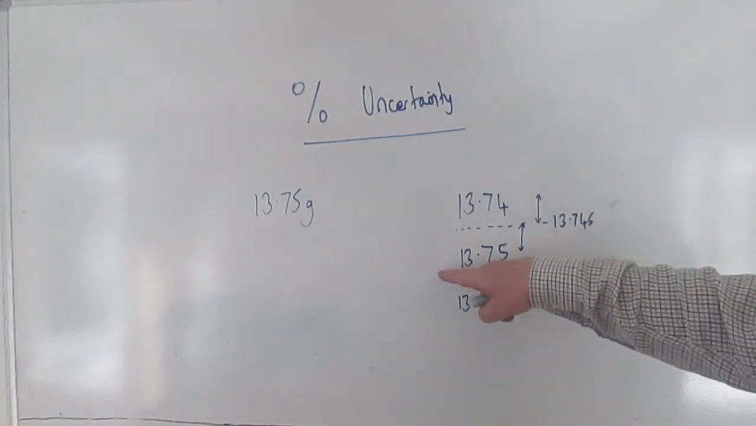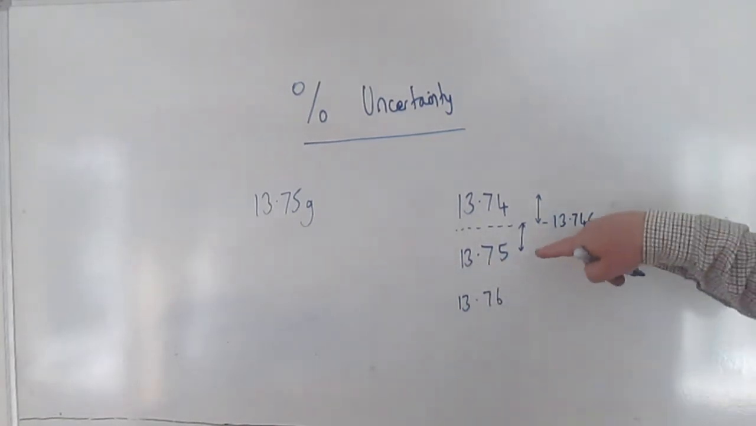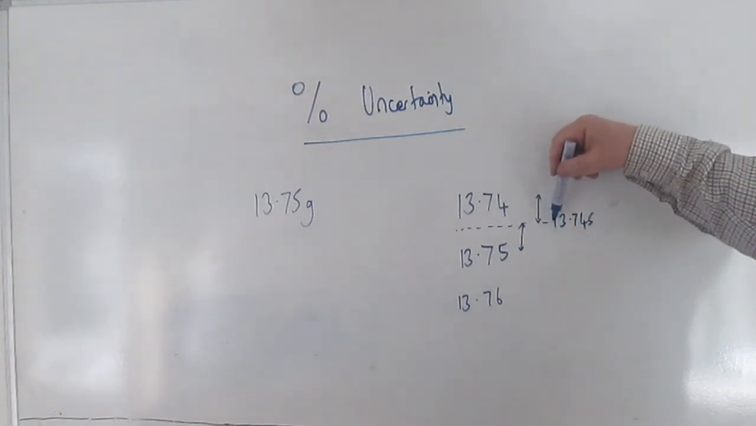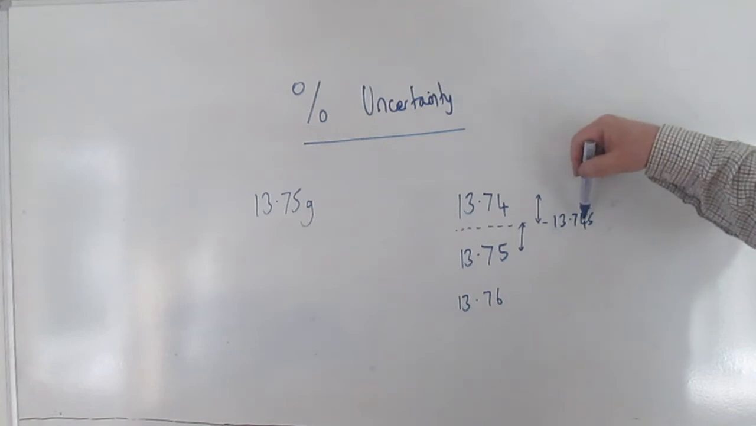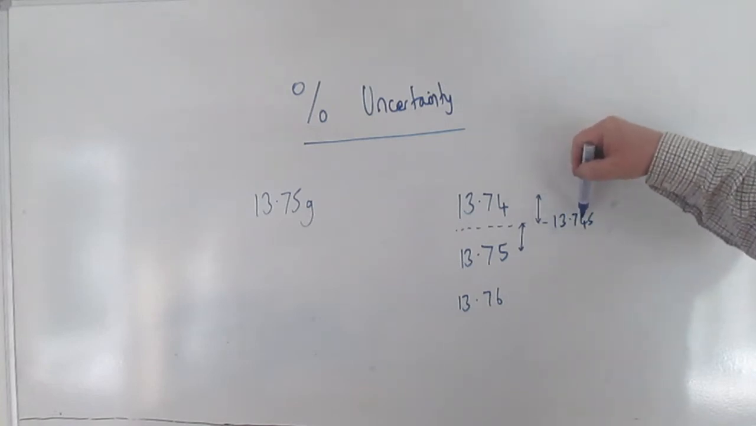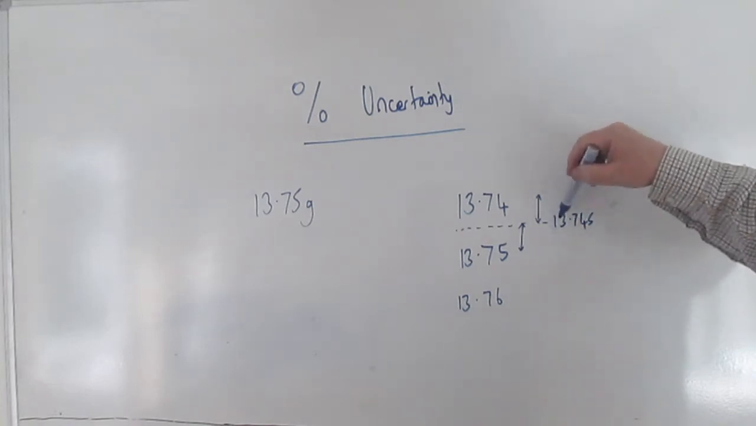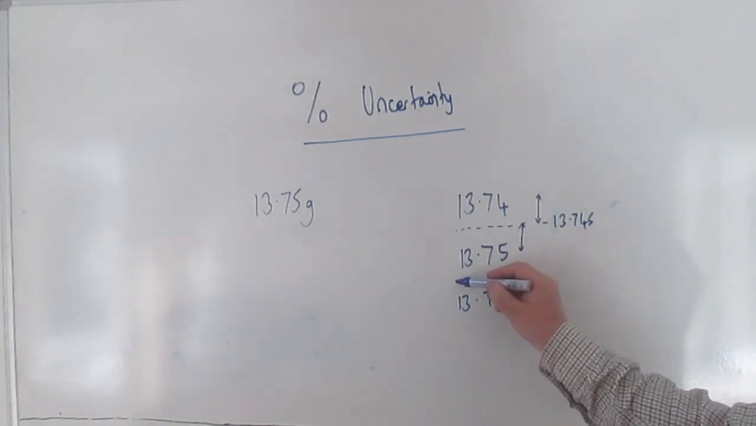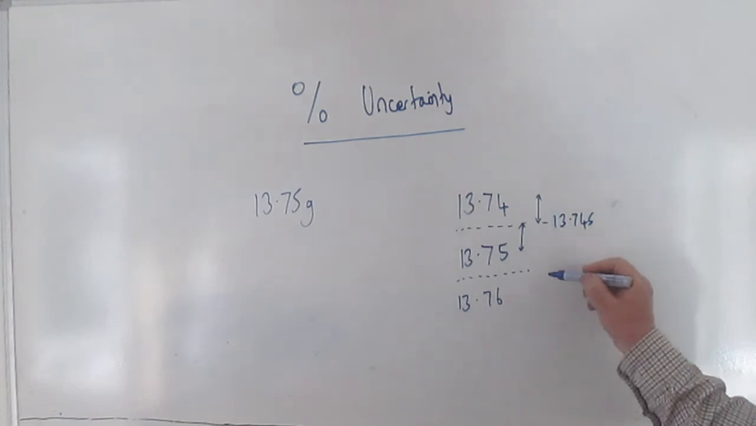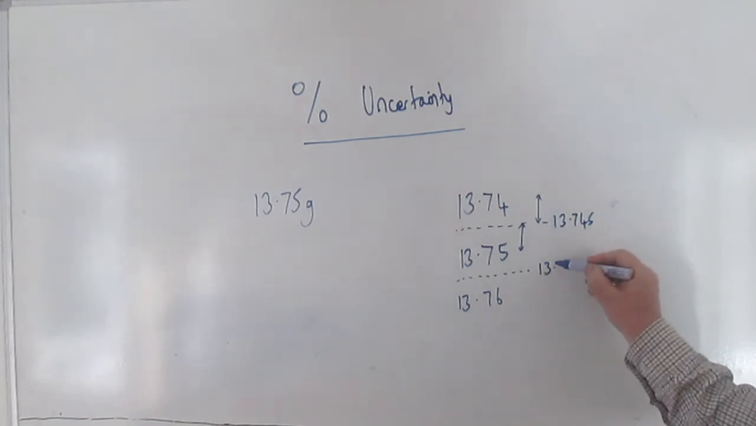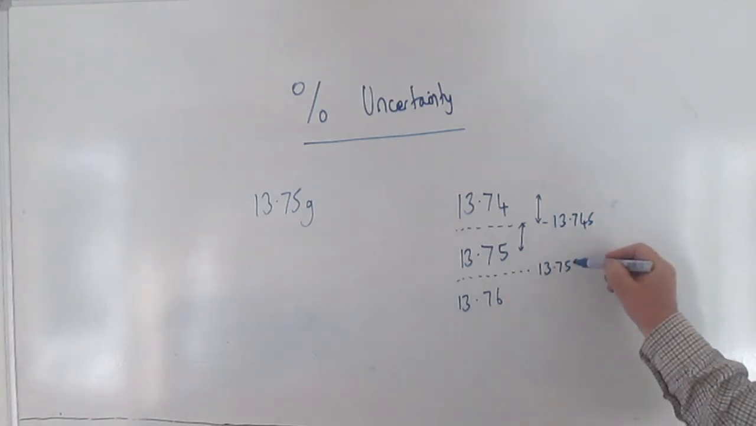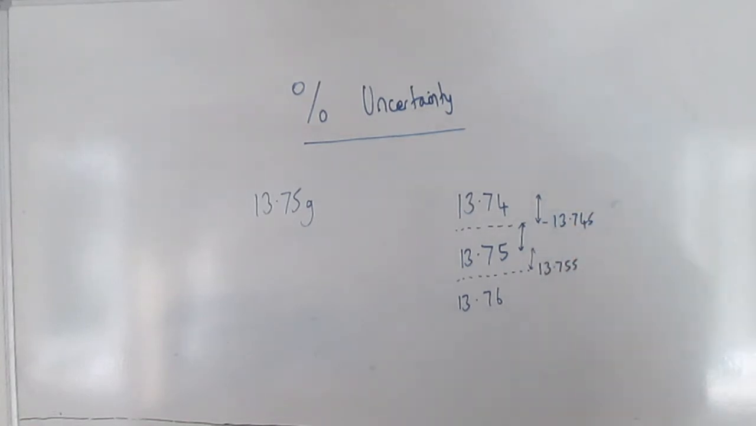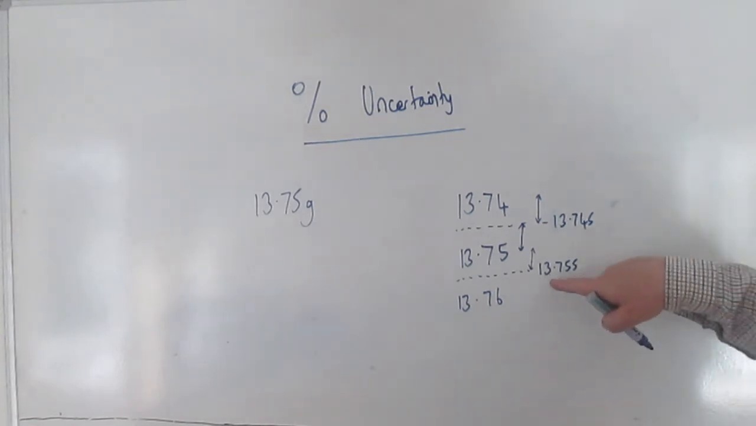So really, if the balance is reading 13.75, the true mass could be anything down to 13.745, because that would round up to 13.75. But equally, of course, it could be bigger than 13.75, so long as it's not bigger than 13.755, it would round down to 13.75. Anything bigger than that would round upwards.